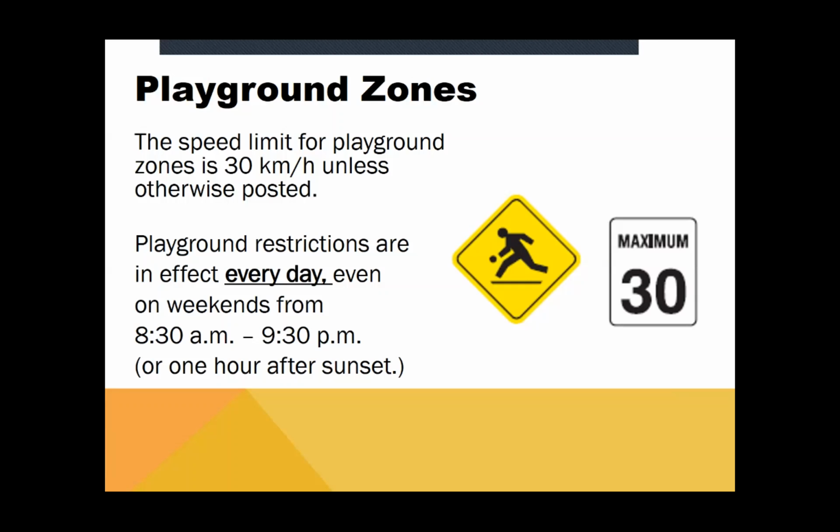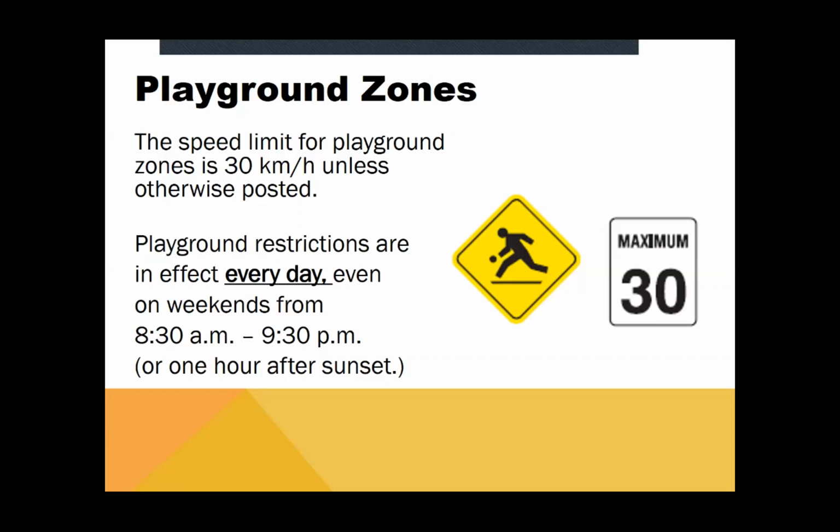And playground restrictions are in effect every single day. So this isn't just Monday to Friday. Playground zones are every single day, including the weekends. That's because children are using those recreational areas and those parks on the weekend. So be mindful, those playground zones will always be 8:30 a.m. to 9:30 p.m. generally, or 1 hour after sunset. The sign may say otherwise for times, but as a default, these are usually the times that the playground zone restrictions are in effect. You have to stay within that speed limit.